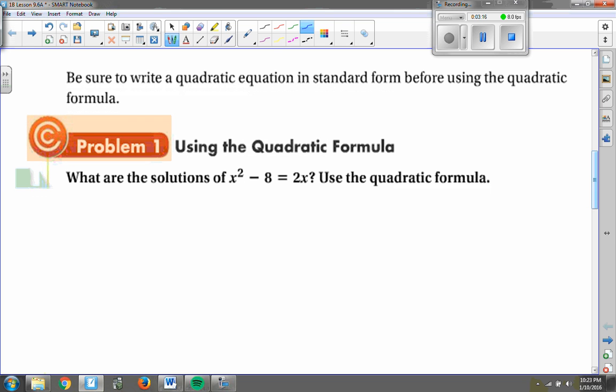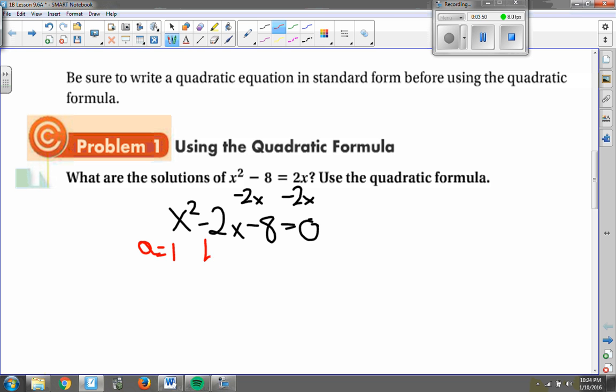This is problem 1 on page 583 if you want to follow along in your book. They want me to solve the equation x squared minus 8 is equal to 2x. The first thing I notice is this is not equal to 0, which is going to be a big problem for me. So I'll take away 2x from both sides and rewrite it in that form. X squared minus 2x minus 8 is equal to 0. So now I have it in a form where I can solve. My a value is equal to 1, my b value is equal to a minus 2, and my c value is equal to a minus 8.